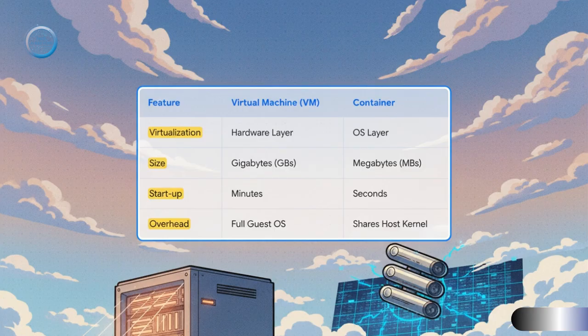We're talking gigabytes in size, and they can take minutes to boot up. A container, on the other hand, does something much cleverer. It virtualizes at the operating system level. It shares the kernel of the host machine it's running on. And this is the key. By not needing that full guest OS, containers are incredibly lightweight, megabytes instead of gigabytes, and they can start in seconds. This efficiency means you can pack far more containers onto a single server than you ever could with VMs, which has just huge implications for cost and resource utilization.